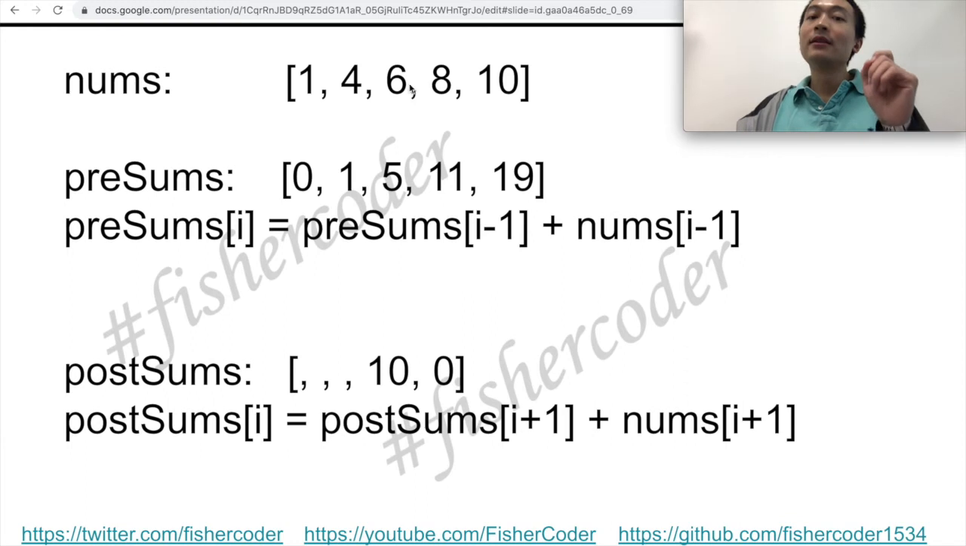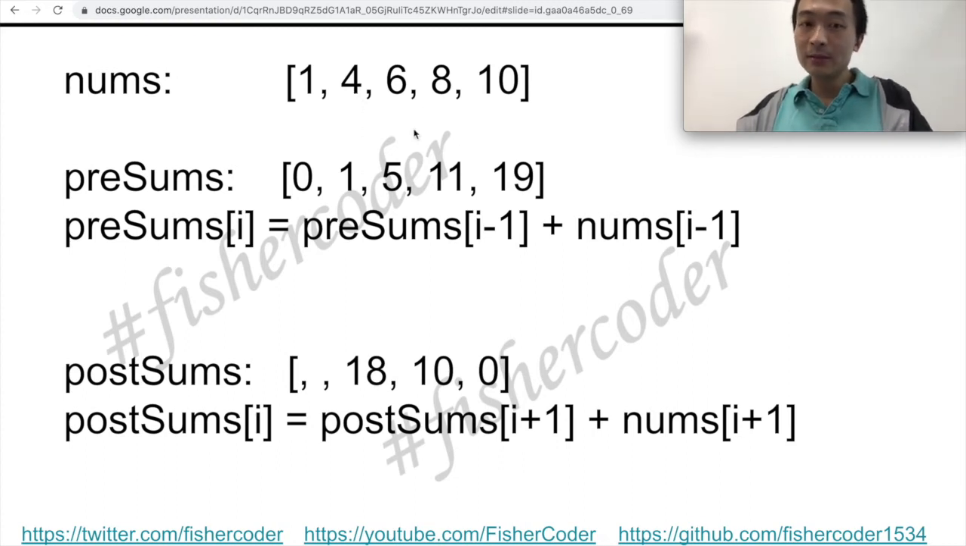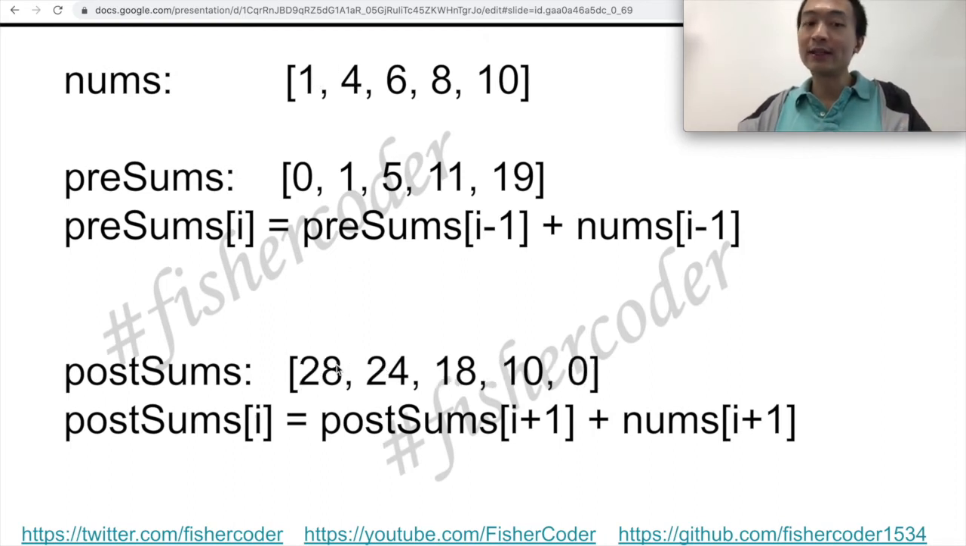Then how about for this number? It's going to be 10 plus 8, so it's 18, right? How about for 4? It's going to be 18 plus 6, so it's 24. Now how about for this one? It's 4 plus 24, which is 28, right? So these are the post sums.